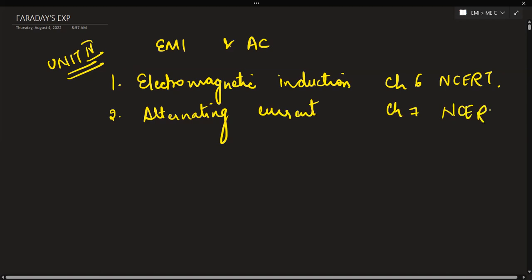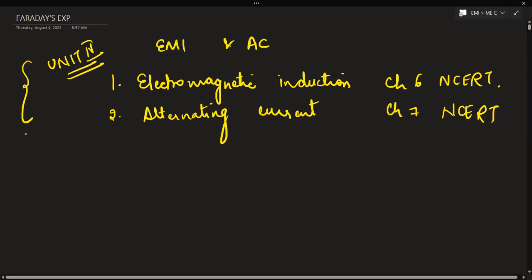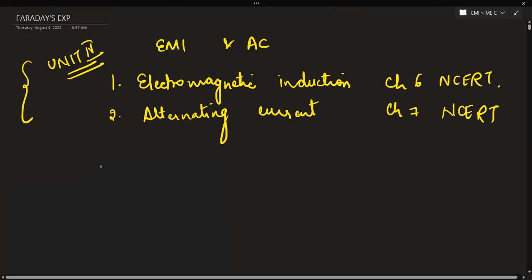Most of the things are combined in this unit. Things that are present in your EMI lesson can be utilized in your AC. So it's a sequence that is given in NCERT in the correct order, and we will also follow that sequence given in EMI and AC. So first, let us start with electromagnetic induction.